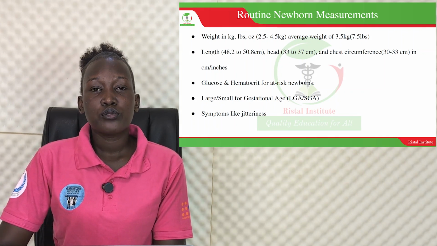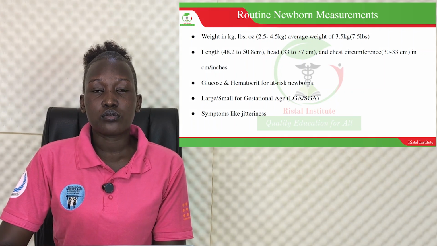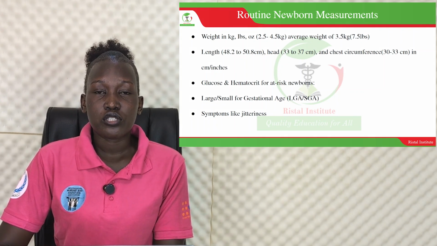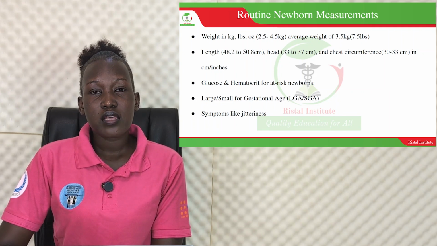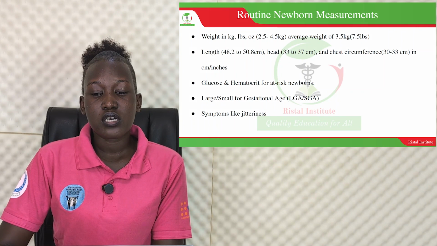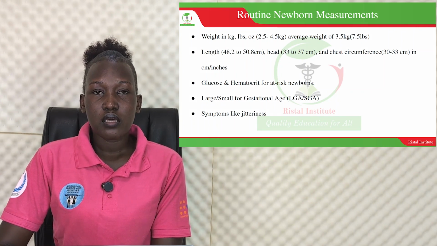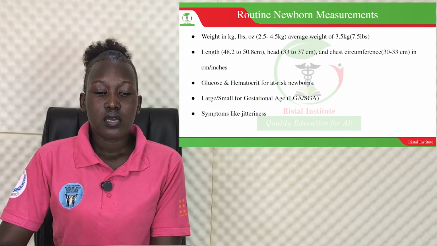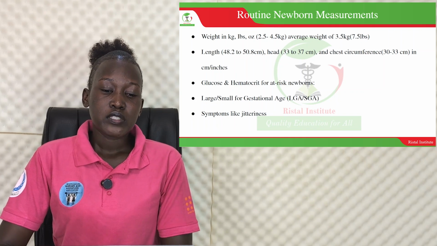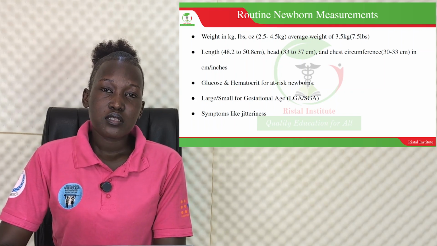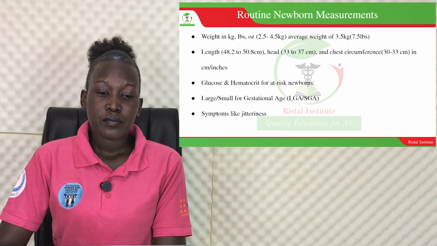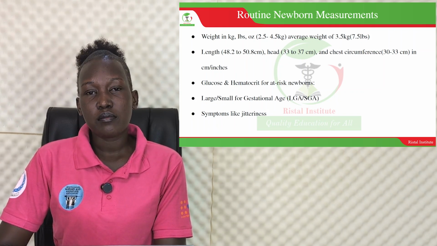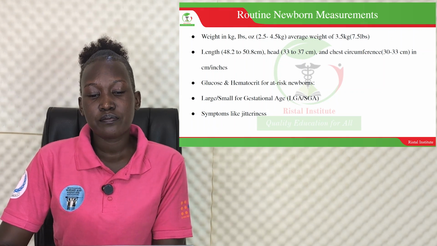That will help you dig backwards to find out the maternal condition during pregnancy, and you help the mother also. Then we have the length of the newborn. The length is taken from the head up to the heels. Usually the normal one is 48.2 to 50.8 centimeters. But in most cases, you find that males are taller than females.